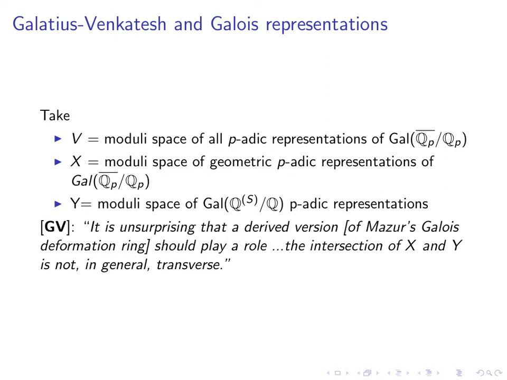And a quote from Galatius and Venkatesh is that it's unsurprising that a derived version of Mazur's Galois deformation ring should play a role because the intersection of X and Y in general is not transverse.